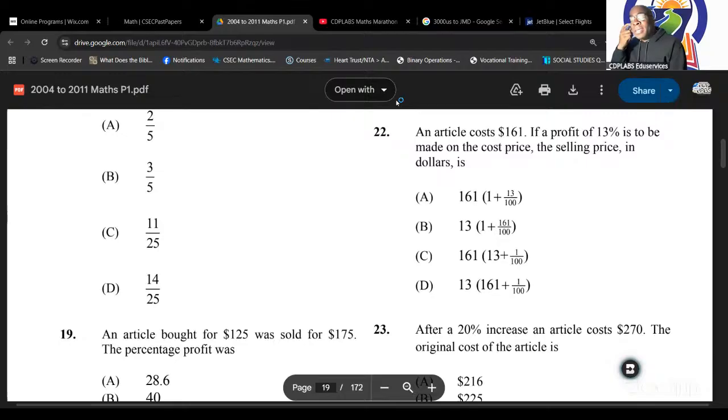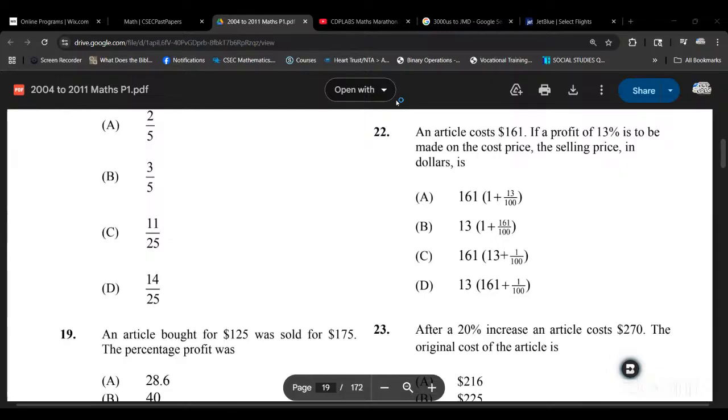So an article. You get A. All right. So we're going to see how we get A now. Explain how you got A, by the way. Because we are trying to find the selling price because it's a profit. So I put 13 over 100 because we want to find the percent at first. The 161 would be the cost price. So we just work out everything from there.